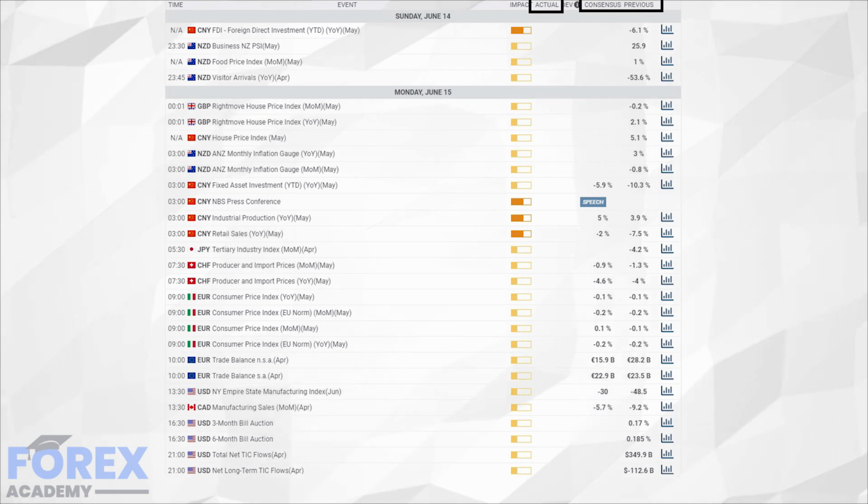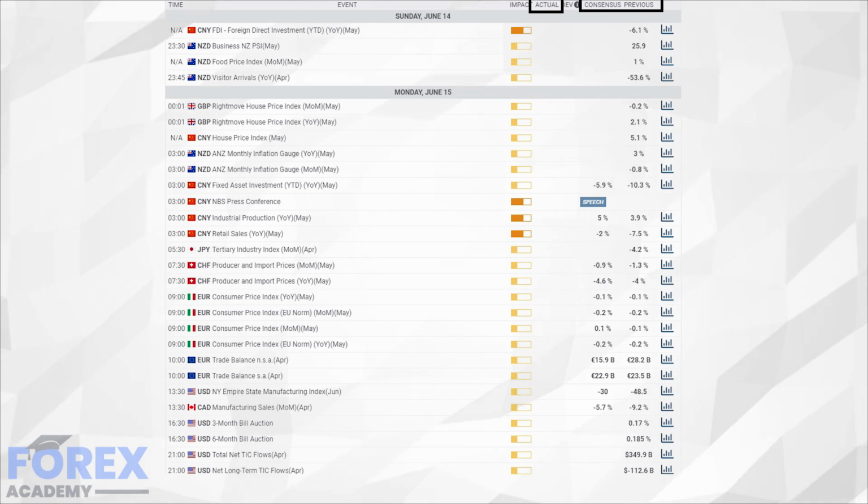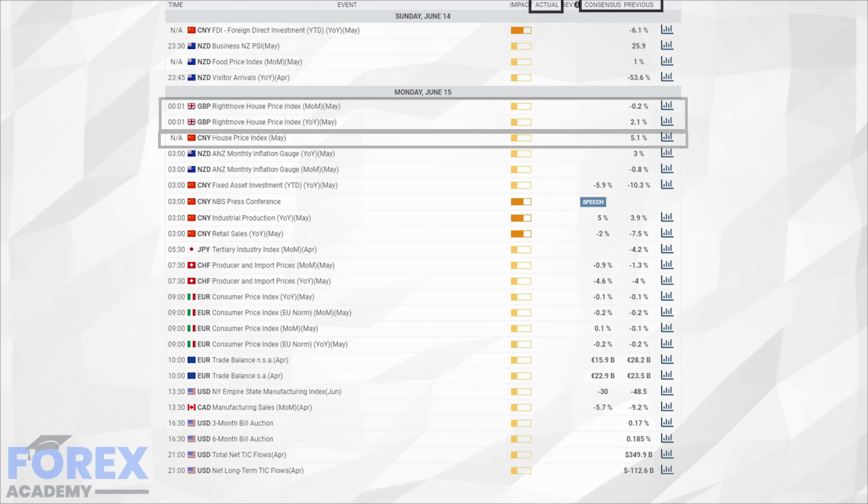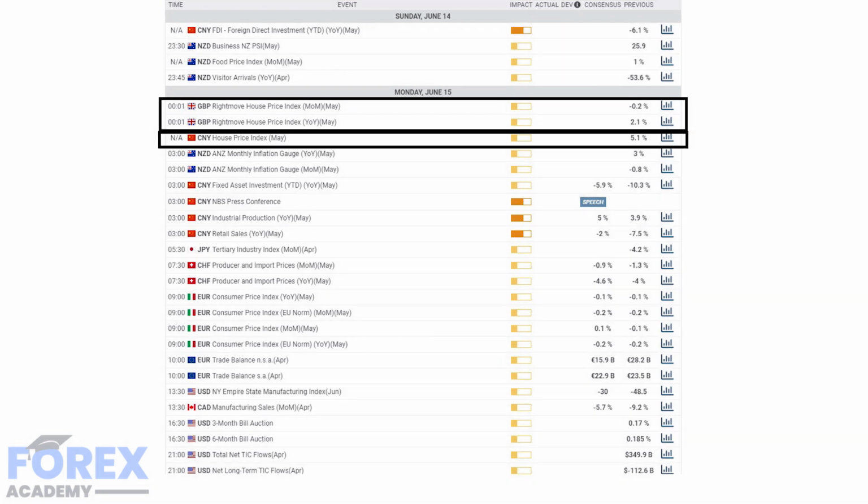Each country releases similar titled economic data into the market, mostly on an embargo basis. They do this in order to not give traders an advantage or to avoid market manipulation. Today we are going to be looking at house price index.